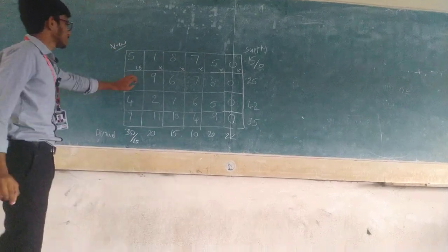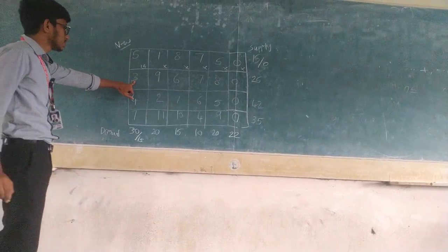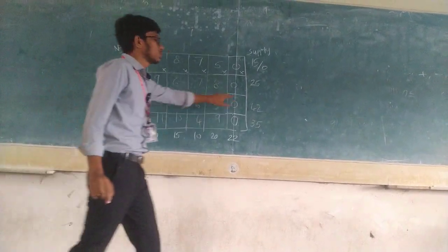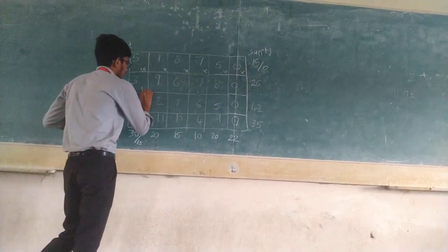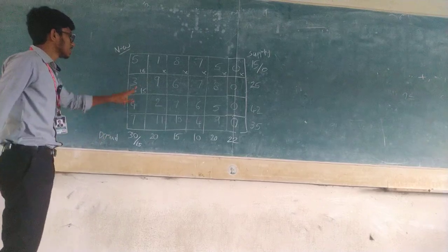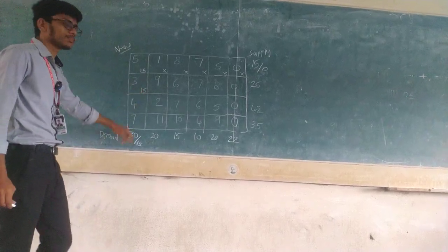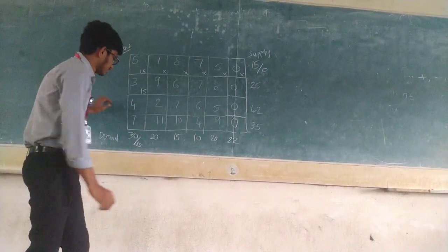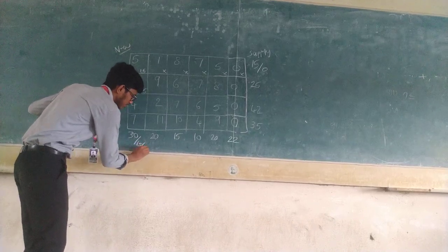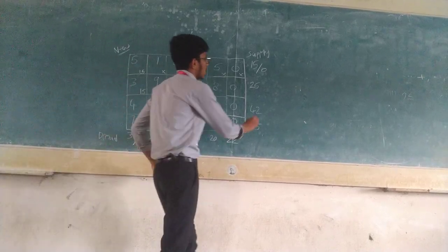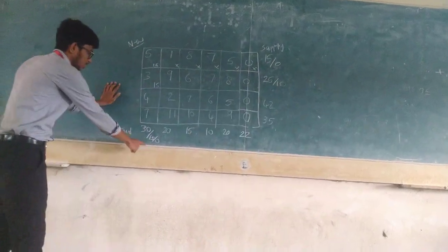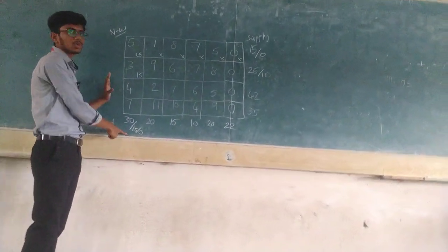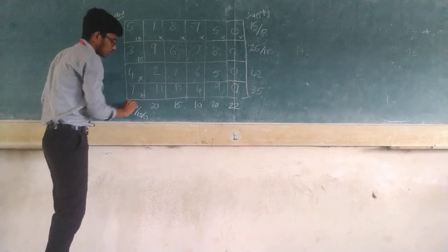Next we take the 3. What is the lowest number in this? 15 and 25. 15 is the lowest number, so I will take 15. Again I separate the lowest number from the demand and supply. 15 minus 15 is 0, and 25 minus 15 is 10. I got 0 in the first demand column, so it becomes 0.